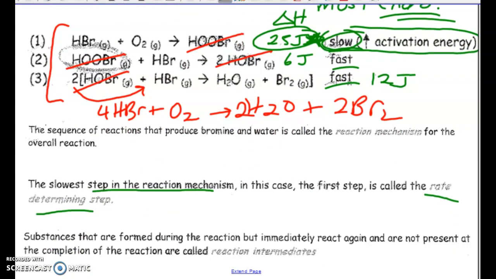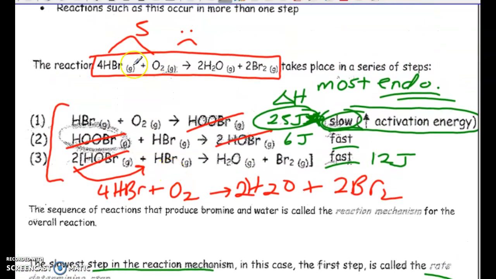Okay? Now there's one more term that you need to understand when we're looking at a mechanism, and that's something called a reaction intermediate. A reaction intermediate is essentially the substances that are in your reaction mechanism, but they're not in the overall reaction. In other words, it's the stuff you cross out. So our Huber and Haber here, that we crossed out from the mechanism, these are the reaction intermediates.